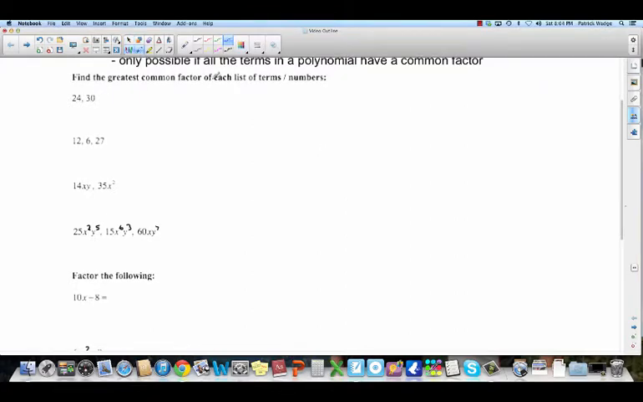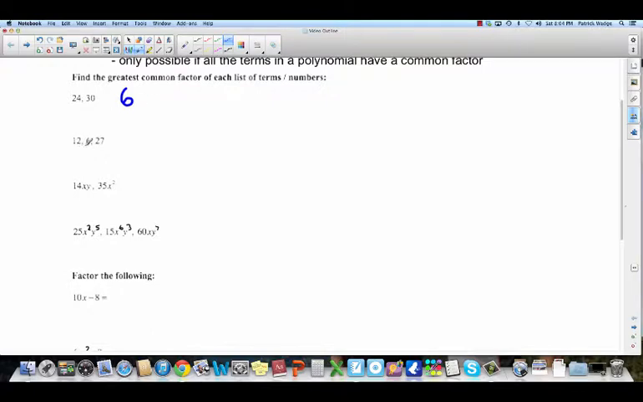What's the greatest common factor of 24 and 30? Now, the way we did it before when we had complicated ones is we made trees, remember? But I don't think we need to do that here. With 24 and 30, all we have to ask is, what's the biggest number that goes into 24 and also into 30? Well, 2 goes into both of them, but is there something bigger? How about 6? 6 goes into both those numbers. I don't think there's anything bigger than that.